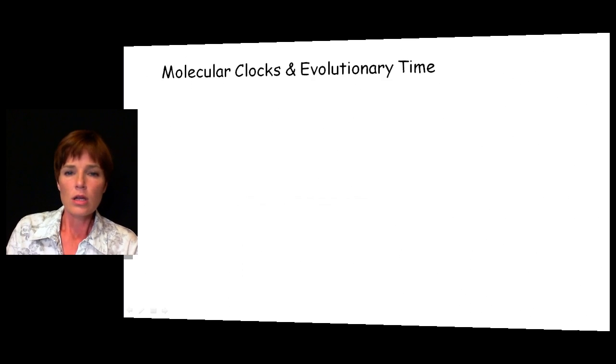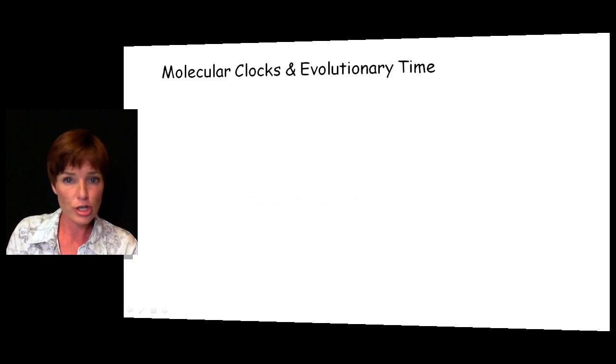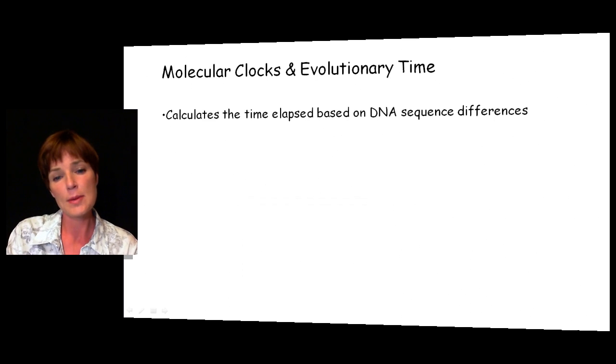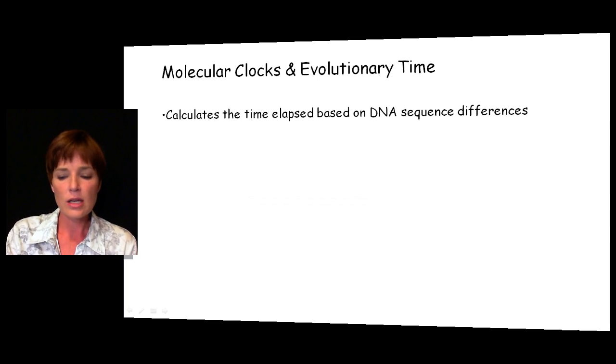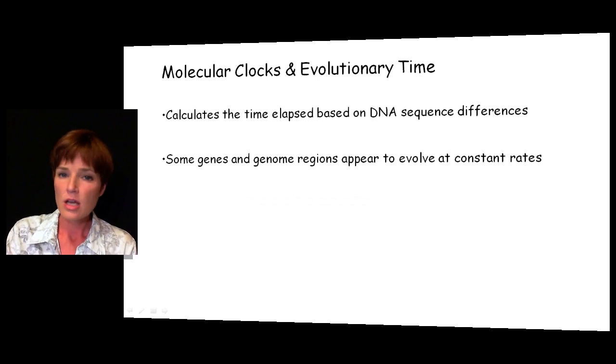So when we're talking about molecular clocks, and by molecular clock, that is a gene or a DNA sequence that we're looking at to determine evolutionary relationships, these are going to calculate time that's elapsed based on DNA sequence differences. In this case, we're assuming that we have a gene that's going to evolve or change at a constant rate. This is an assumption. It's not always going to hold true, but most of the time, scientists are able to pick out genes that do seem to change relatively constantly.